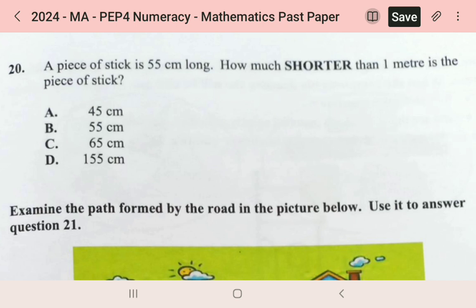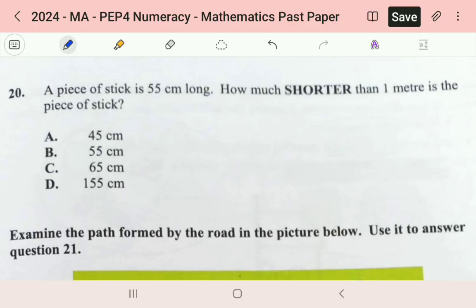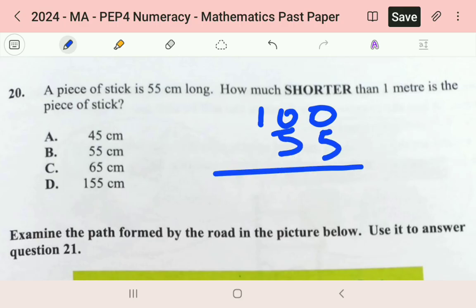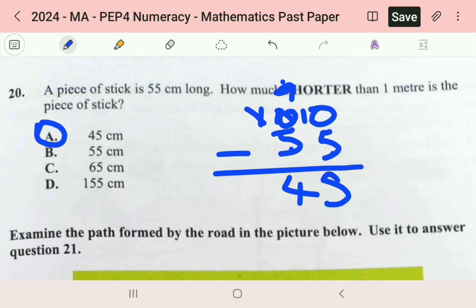Number 20. If you have 55 centimeters, you know it's going to be 100 to make it the meter. So you have 100 and you're taking away 55. We did this one in the 23 past paper. 5 from 0, so you have to rename all the way till you reach there. This is 10. Rename, you're left with 9. This makes 10. 5 from 10 is 5. 5 from 9 is 4. So you'd have 45 centimeters to go.